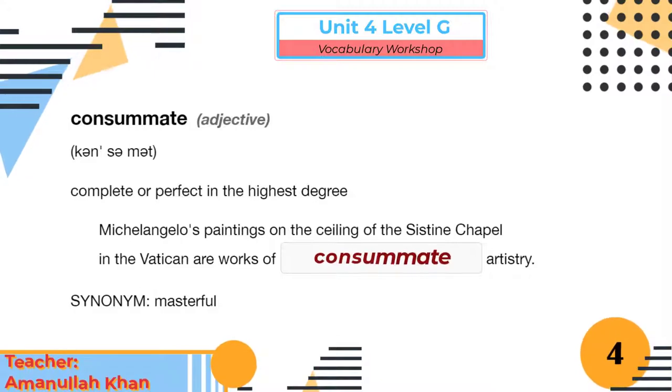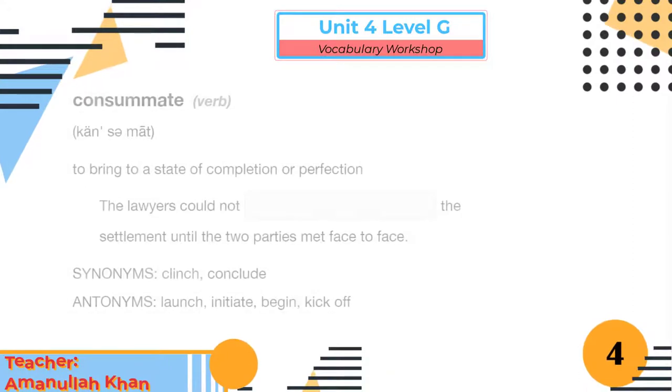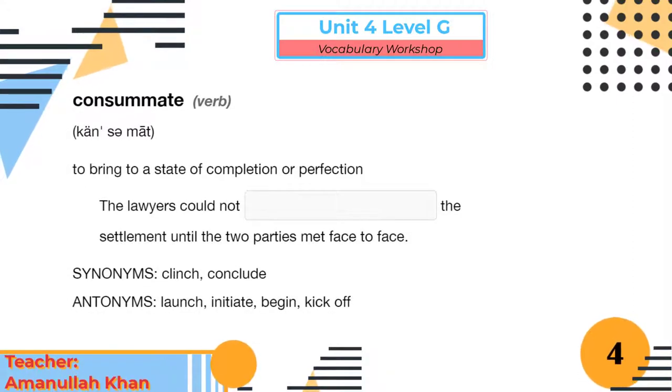Now you say consummate. Try the word again. Consummate is a verb meaning to bring to a state of completion or perfection. Here are a few ways in which consummate can be used. Limited resources made it very difficult to consummate the project. Much to the students' chagrin, there was not enough time to consummate the project in class and they were assigned to finish it at home.